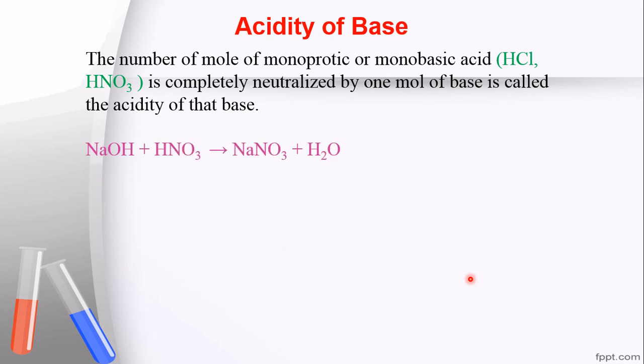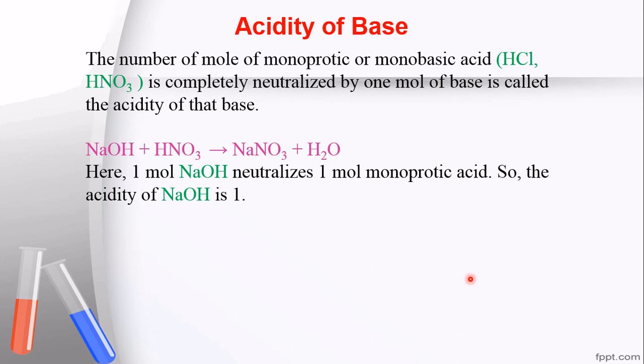For example, what is the acidity of sodium hydroxide? To neutralize sodium hydroxide, 1 mole of nitric acid or HCl is needed. So, the acidity of sodium hydroxide is 1. What is the acidity of magnesium hydroxide? Here, to neutralize magnesium hydroxide completely, 2 moles of HCl are needed. So, the acidity of magnesium hydroxide is 2.